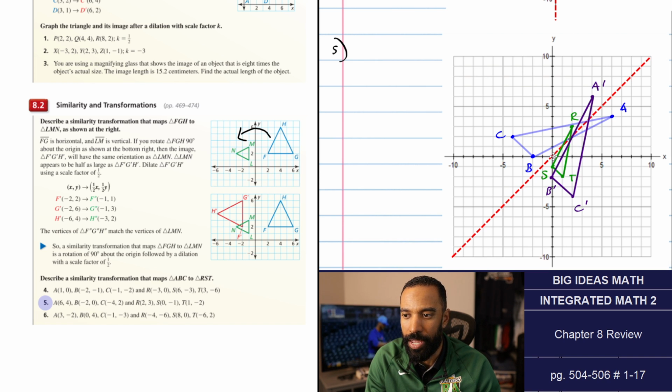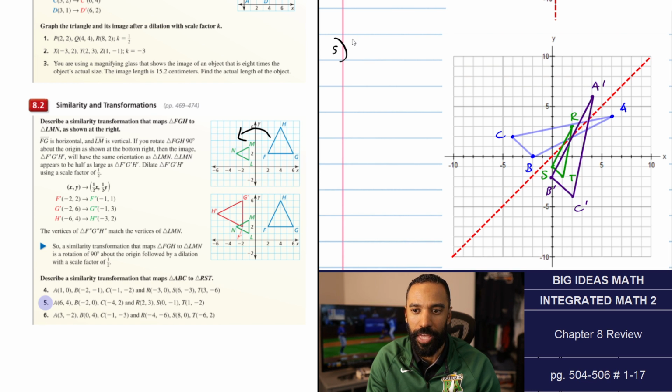R is at 2, 3. A prime is at 4, 6. That's double. S to T is down 1 over 1. B prime to C prime is down 2 over 2. That's double. So these are doubled. We have to reduce them to half their size. So it's going to take two things. We did one of them.